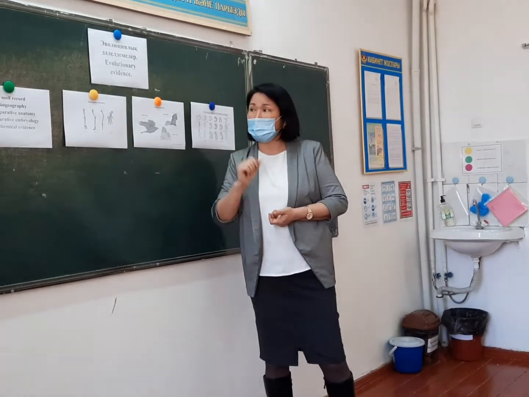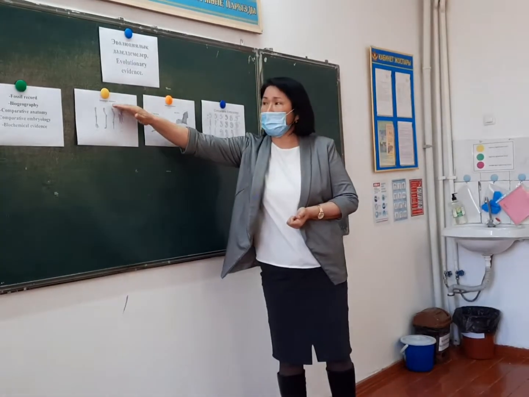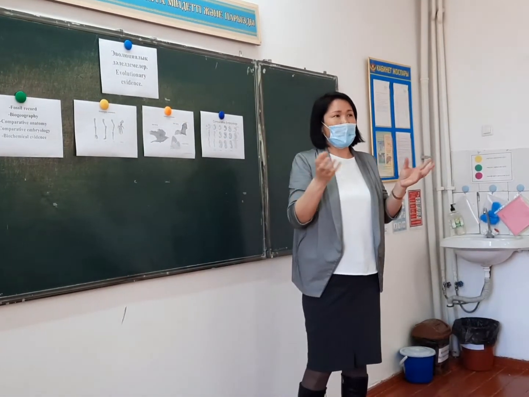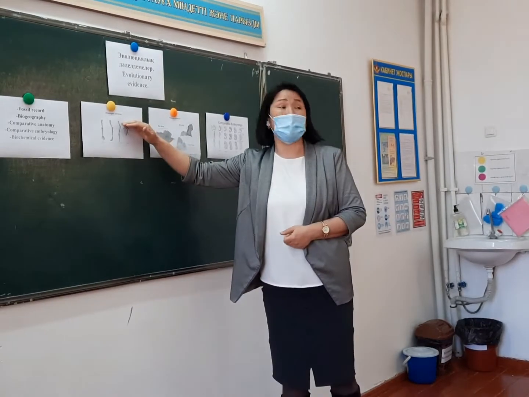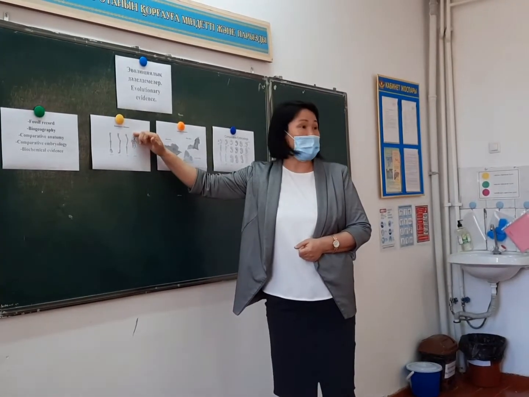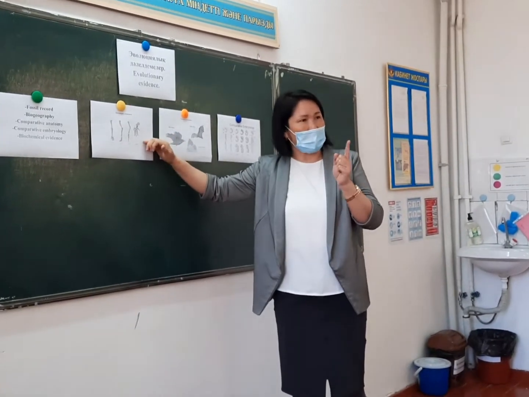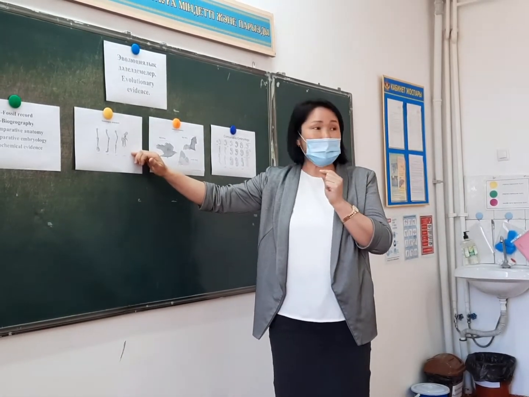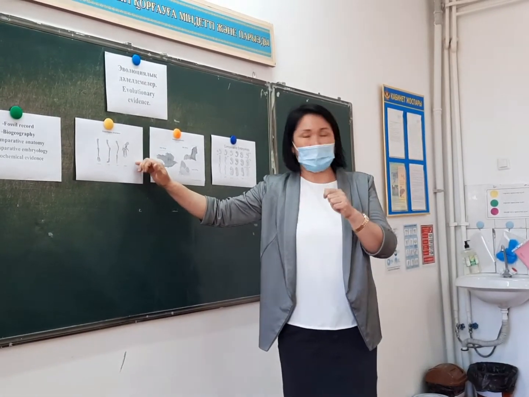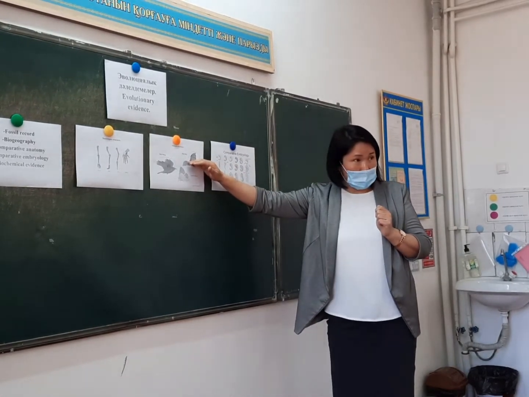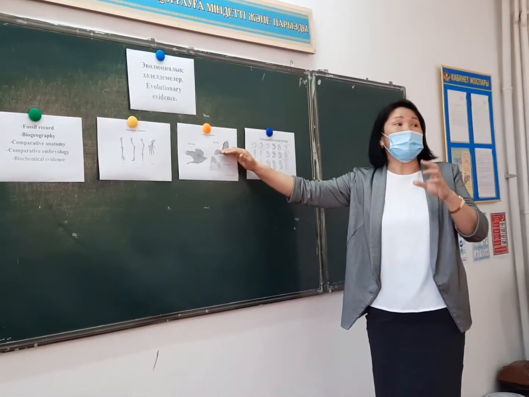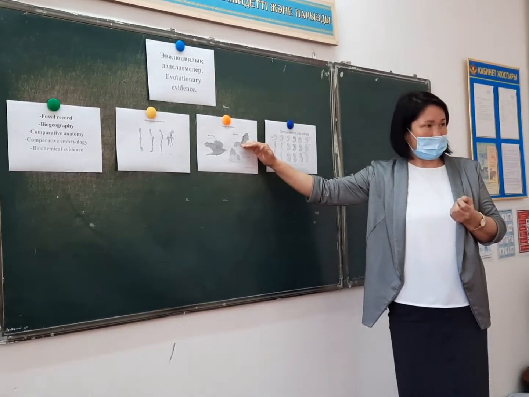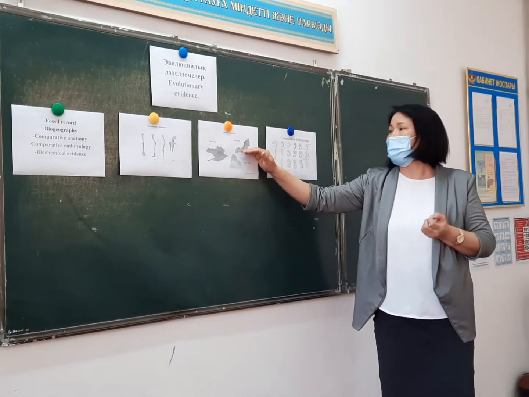Comparative anatomy shows homologous structures and analogous structures. Homologous structures have a similar or common ancestor, but different function. Analogous structures have similar function, but different ancestor. Did you understand? Yes. Okay.